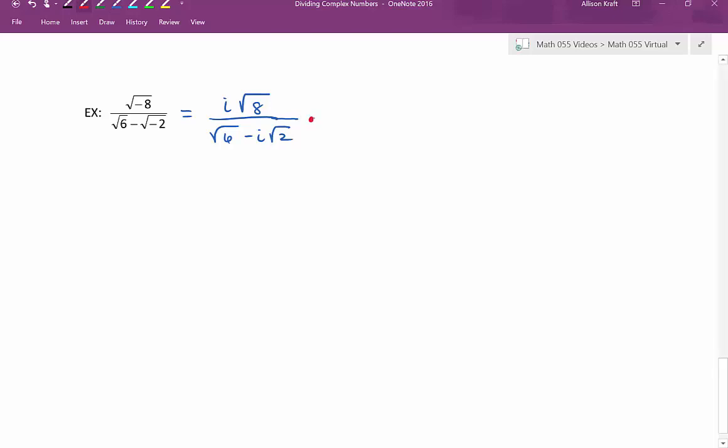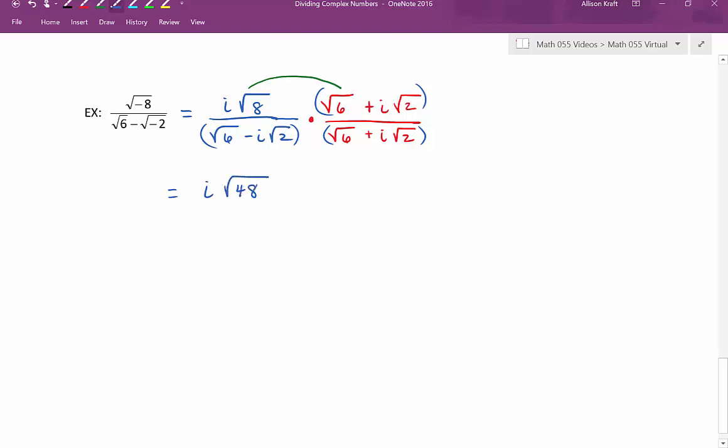Our denominator is a binomial, so we're multiplying the numerator and the denominator by the conjugate of the denominator, square root of 6 plus i square root of 2. We'll add our parentheses to help us with our multiplication. Distributing our numerator, i square root of 8 times square root of 6. That'll be i square root of 48. i square root of 8 times i square root of 2. It's going to be i squared square root of 16.